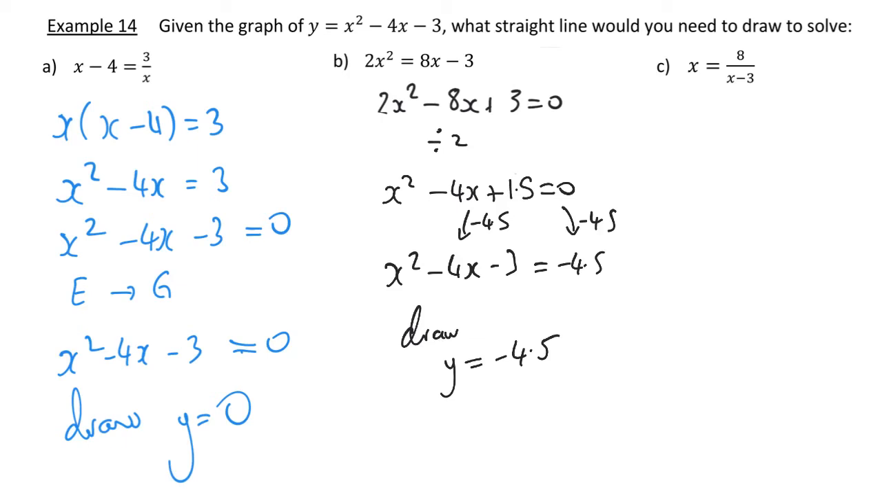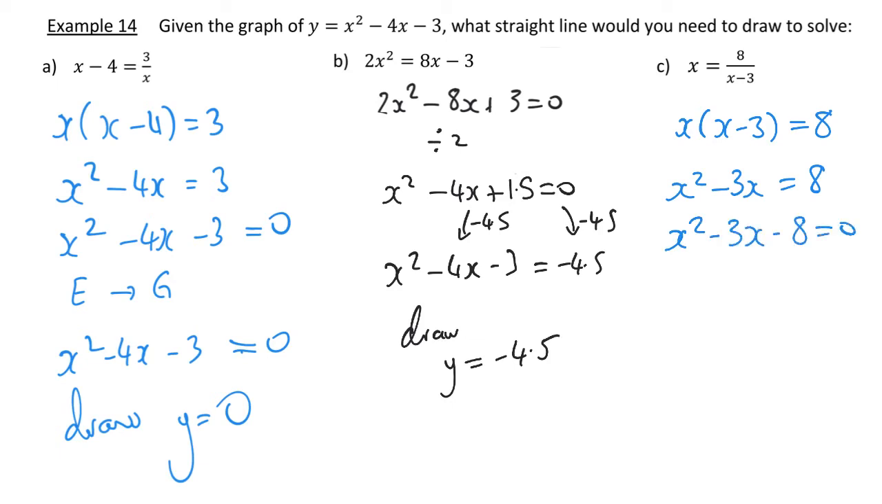So we draw the line y equals minus 4.5. Example C is similar to example A. We've got a term equal to a fraction. We multiply through by the denominator, and we get x brackets x minus 3 equals 8. Expand the brackets, x squared minus 3x equals 8. Collect to one side, x squared minus 3x minus 8 equals 0.